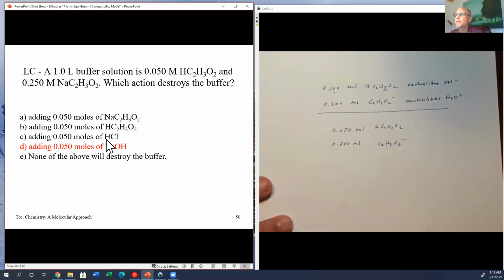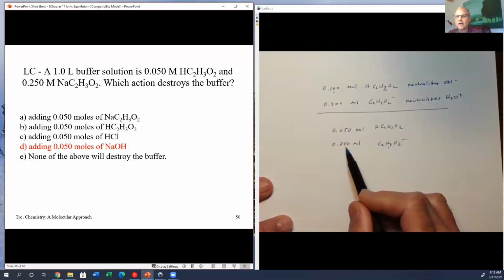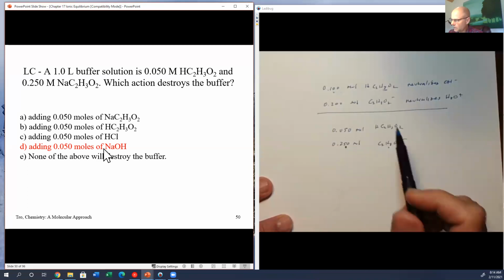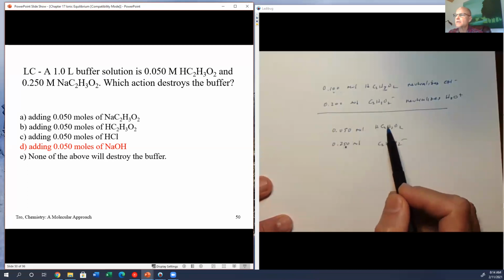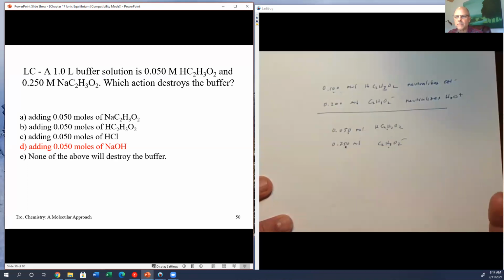0.05 moles of HCl, well, that's going to be neutralized by the acetate ion, and I have plenty of the acetate ion to neutralize those 0.05 moles of HCl. So that's not going to destroy the buffer. Adding 0.050 moles of NaOH, oh, wait a minute. I only have 0.050 moles of acetic acid. So if I add that much NaOH, that's going to completely react with all of this, and then I will no longer have a buffer. So that destroys the buffer, or exceeds the buffer capacity.